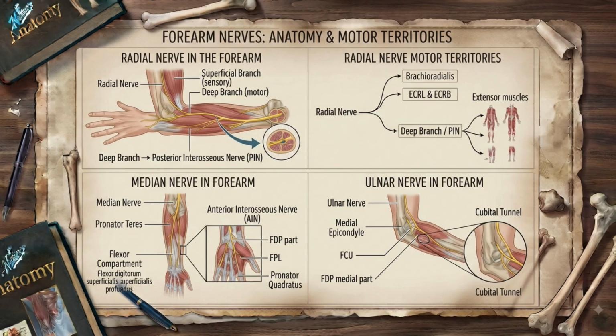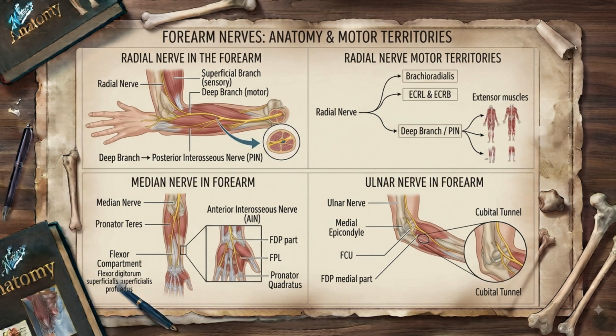The median nerve supplies most of the anterior forearm muscles. It gives rise to the anterior interosseous nerve, which supplies flexor pollicis longus, pronator quadratus, and a part of flexor digitorum profundus. The ulnar nerve supplies flexor carpi ulnaris and the medial portion of flexor digitorum profundus. Then it continues towards the hand.